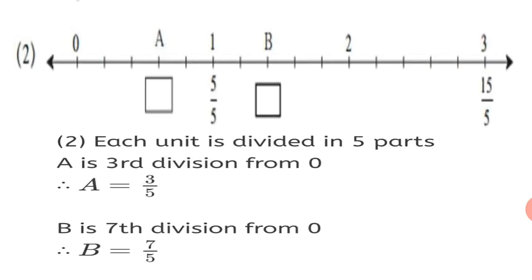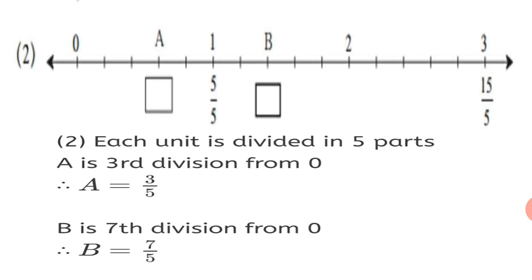Question number 2. Now count between 0 and 1, how many parts are there? 1, 2, 3, 4, 5. So your denominator will be 5. Now let's see where is the location of A. 1, 2, 3. So A is equal to 3 upon 5. Why is that? Because each unit is divided in 5 parts and A is the third division from 0. Therefore, A is equal to 3 upon 5.